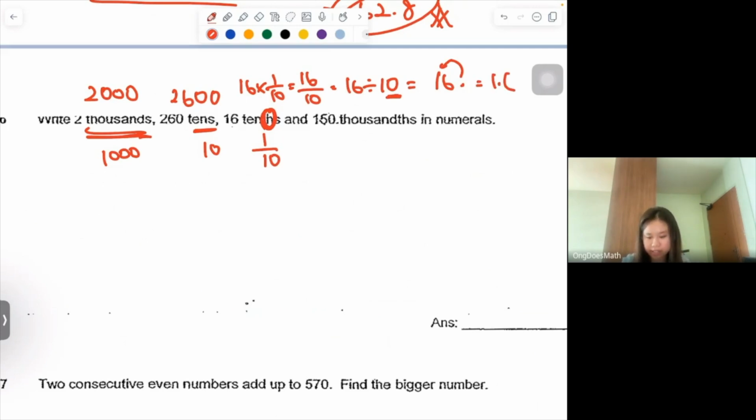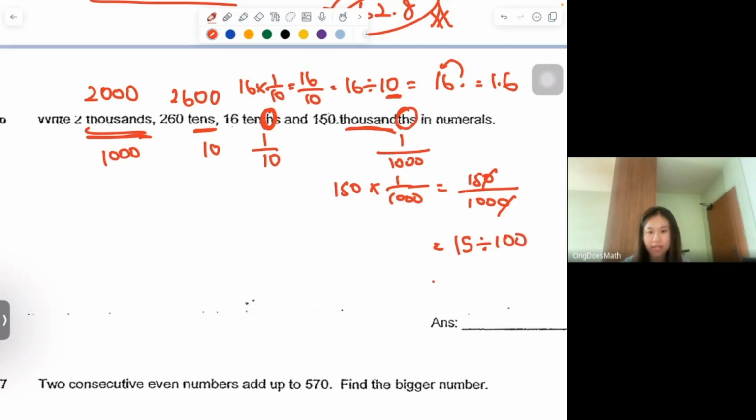Next, you have thousandths also. TH just means 1 over something, and in this case, the something is 1000. So 150 thousandths just means 150 times 1 over 1000, which is equal to 150 over 1000. So you can cancel a 0. So it becomes 15 divided by 100. Like I said, divide means you move the decimal point to the left. Since there are 2 zeros, you move it to the left 2 times. So now the decimal point will be here. Fill in the 0, it is 0.15.